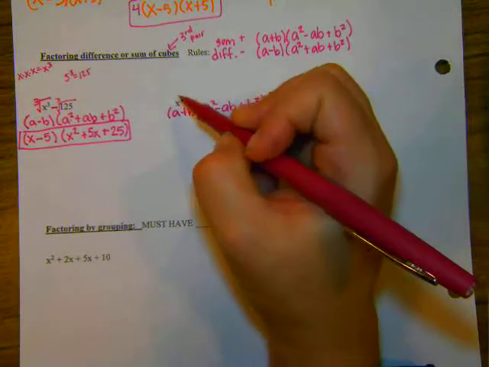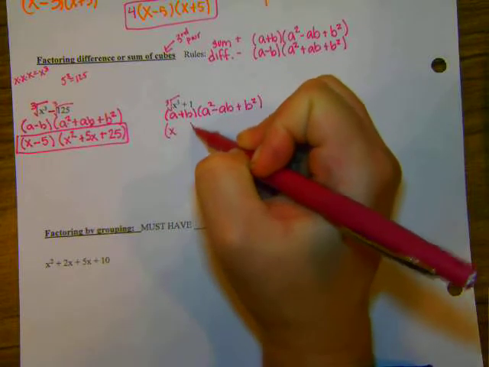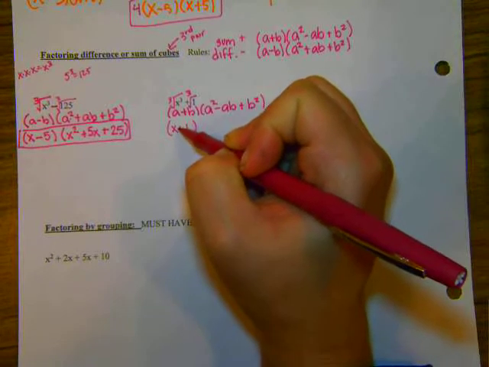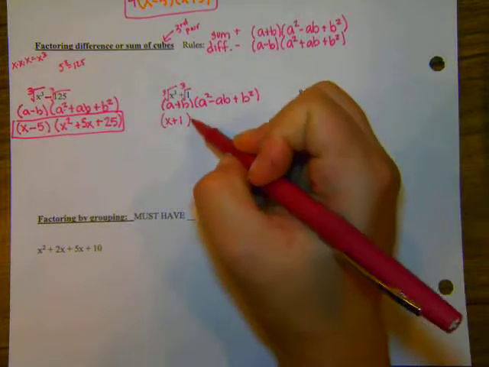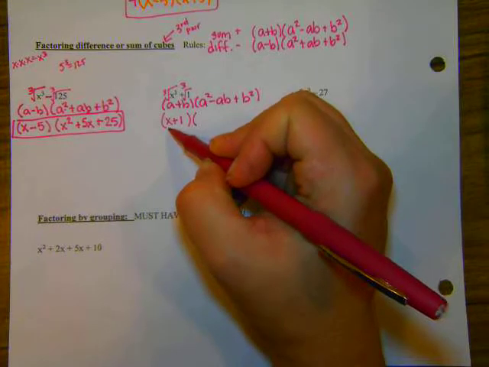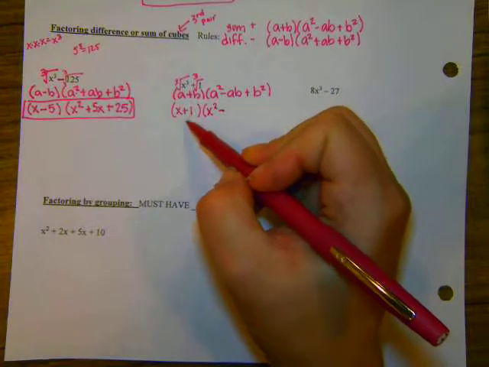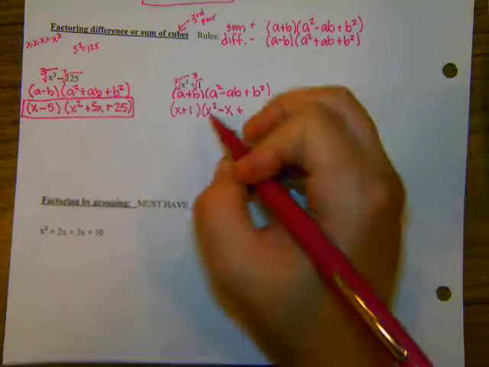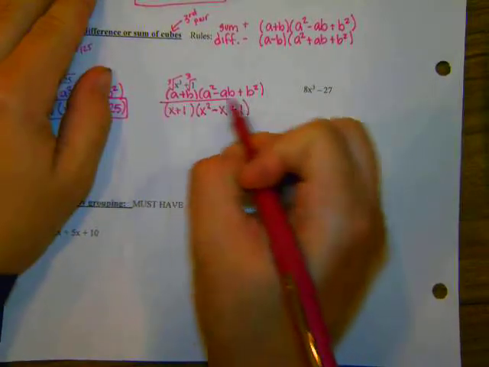Same thing. Cube root of this is x, so A is going to be x again. Cube root of 1 is 1, so B is going to be 1. And notice I just follow the signs according to the rule. So then it says A squared, so A was x, so I'm going to do x squared minus. Then you multiply these. 1 times x is 1x, plus, and then square that. 1 squared is 1. And there's your answer.